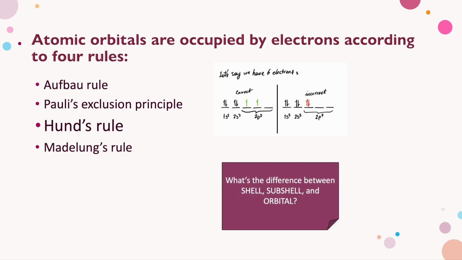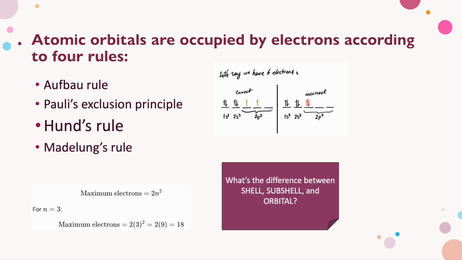So basically, when we say shell, it's energy level, and it's defined by n, or principal quantum number. For example, n equals 1, 2, 3, 4, etc. When we say subshell, it's defined by L, or azimuthal quantum number. Possible values are 0, 1, 2, 3, and so forth, corresponding to S, P, D, and F subshells. Okay? But when we say orbitals, each subshell contains a set number of orbitals defined by magnetic quantum number.